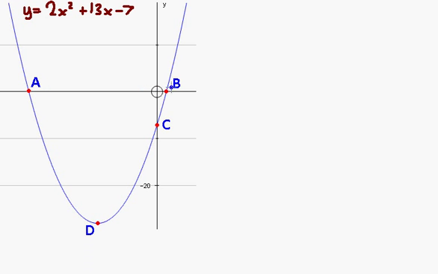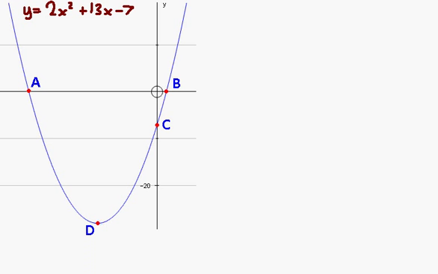A and B are where the parabola and the x-axis intersect. C is where the parabola and the y-axis intersect. And D is the vertex, in this case the minimum of the parabola. When I say minimum, I mean the lowest point.